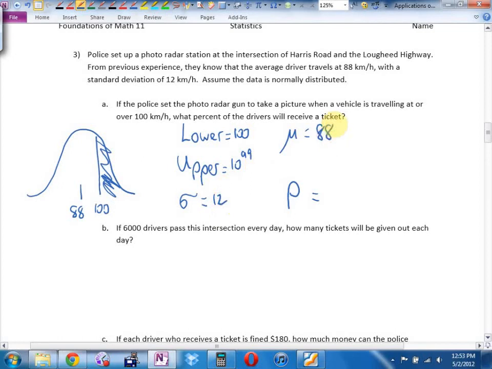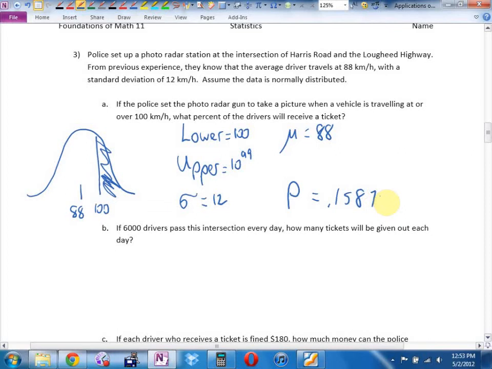What percent of drivers can they expect to get a ticket? Give me the 4 decimals. Point what? 0.158. Is it 86 or 87? 87? Do you think they would round up? Yeah. They want the money. So they're expecting that many people to get a ticket?